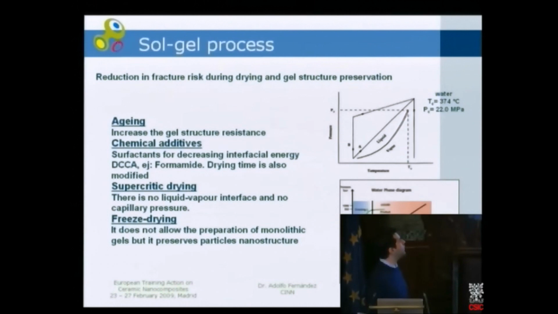There are several possibilities for reducing the fracture risk during drying. For example, during the aging process, you can increase the gel fracture resistance by controlling this stage, or by adding chemical additives, as for example, surfactants for decreasing the interfacial energy, or by using different non-conventional drying methods, for example, supercritical drying, in which there is no liquid-vapor interface and no capillary pressure. And for example, freeze drying. It's important to note that it does not allow the preparation of monolithic gels because of the formation of ice, but it preserves the particle nanostructure.